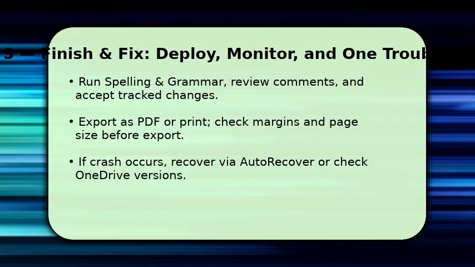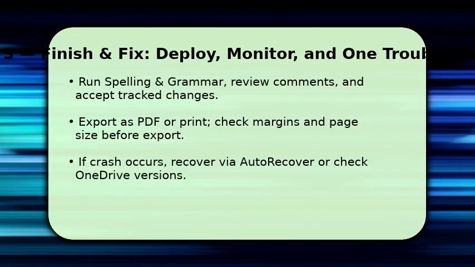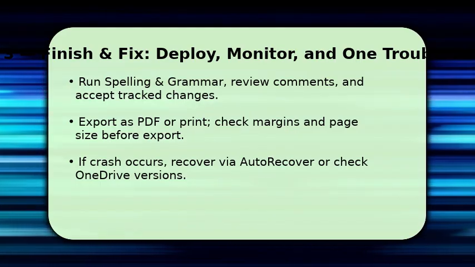If something goes wrong, try Auto Recover to retrieve unsaved content, or check OneDrive version history for earlier saves. Finally, save a copy with a new name if you need a different revision, and close Word to free system resources.